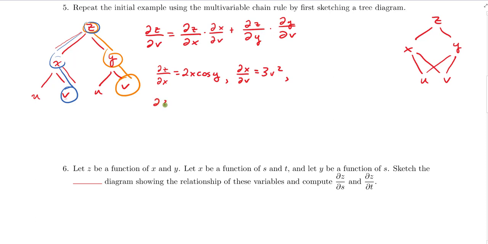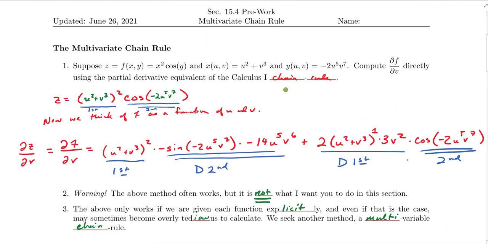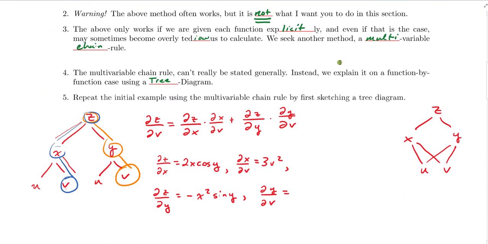So if we compute partial z, partial y, going back and looking up that original function, we would have minus x squared times the sine of y. And if we compute partial y, partial v, if we go back up and look at what y is as an expression of u and v, if we take the partial derivative of y with respect to v, we get minus 14 u to the 5th, v to the 6th.